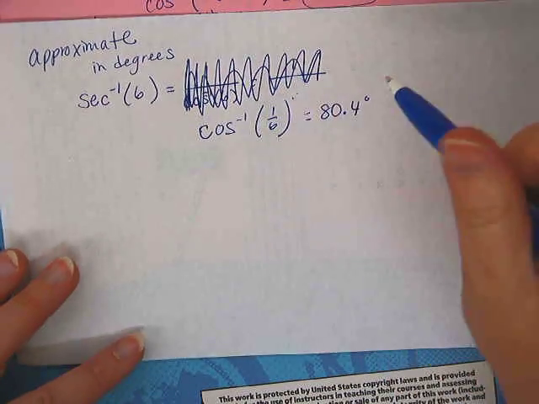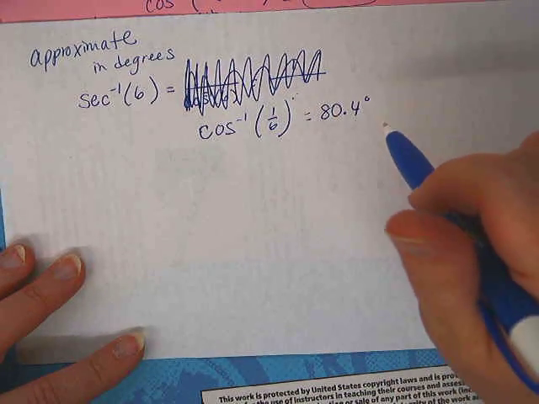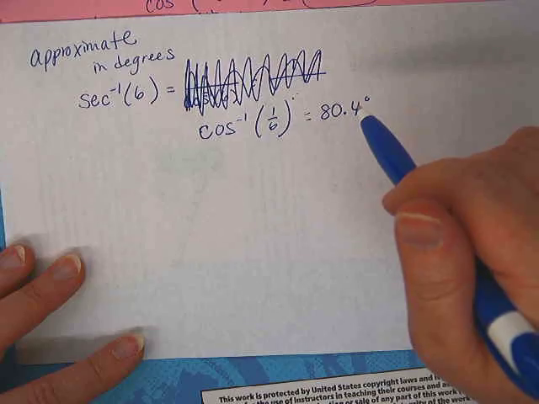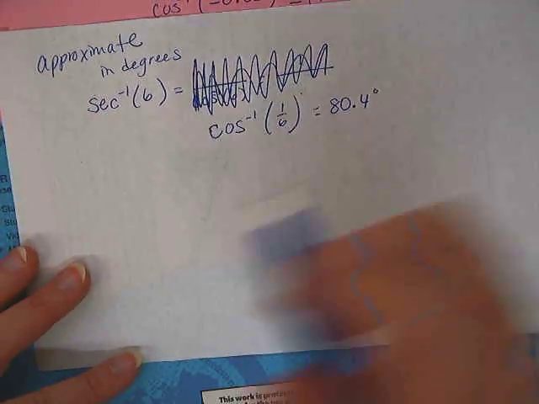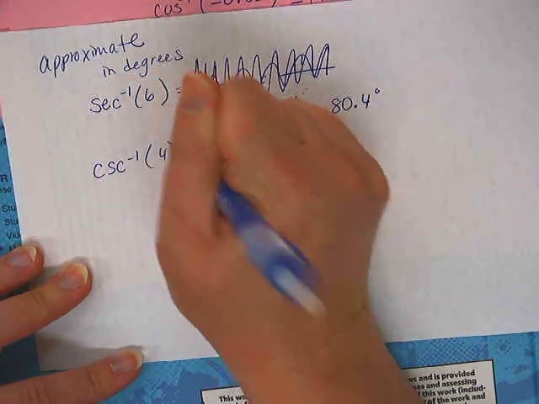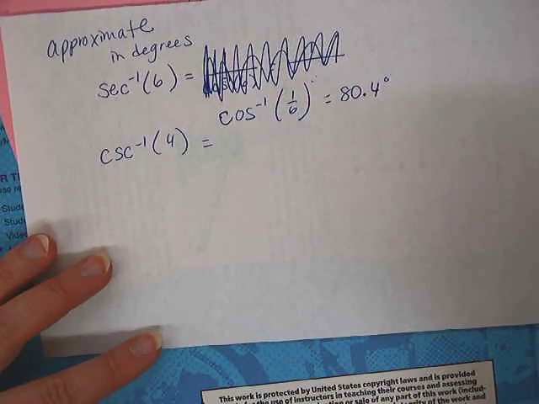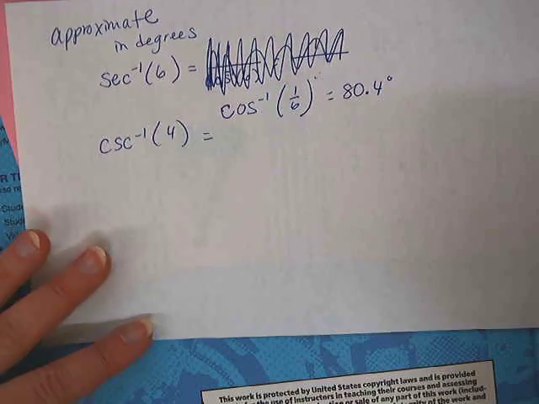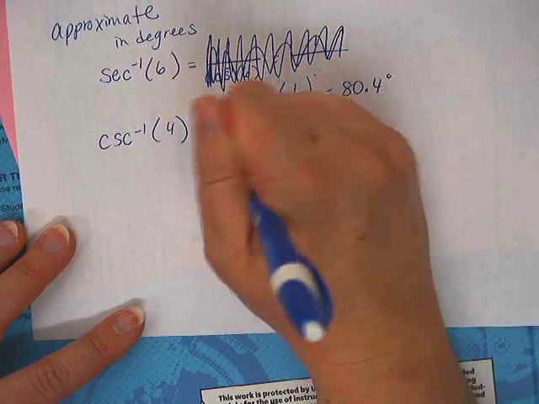What'd you get? What'd you get? 80.4 degrees. We've been doing all of these in degrees, but is it possible they would ask for these in radians? Yes. Yeah, so. Anyway, okay, we can't be done yet.